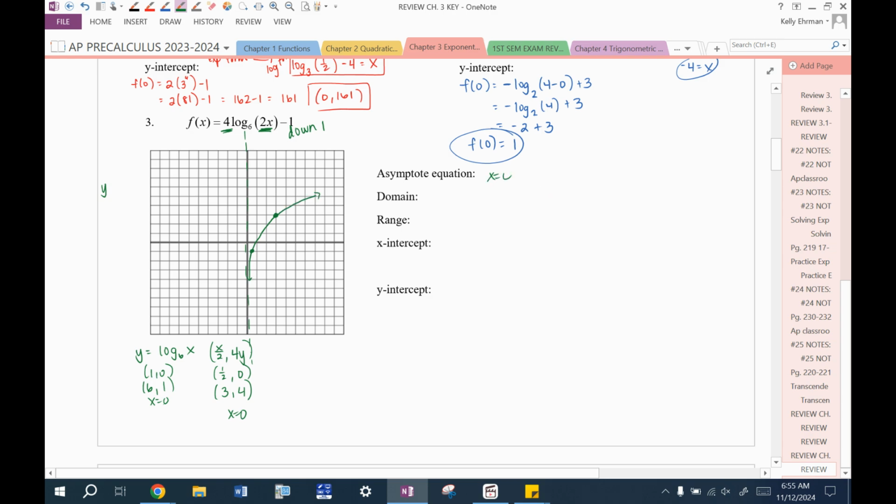So x equals 0 is the asymptote. The domain is 0 to infinity. I'm just getting that from the graph. The range is all reals. The x-intercept, I can't quite see what it is, so I'm going to solve for that.